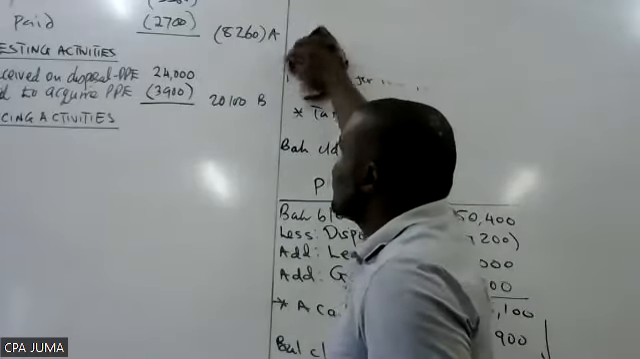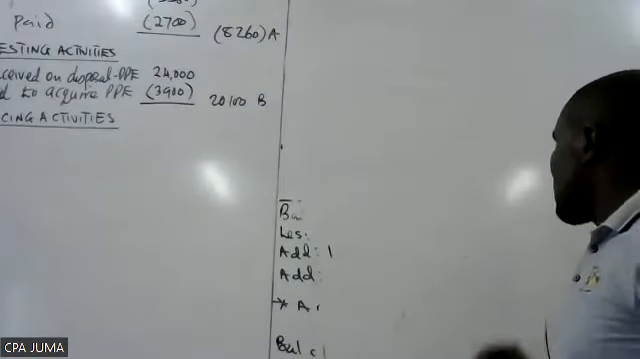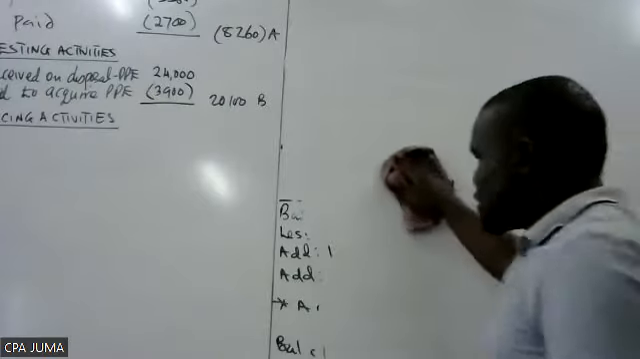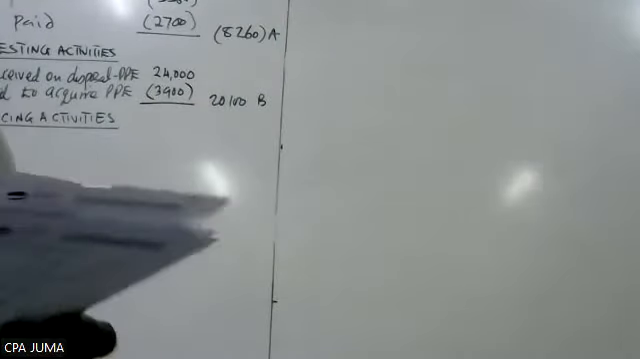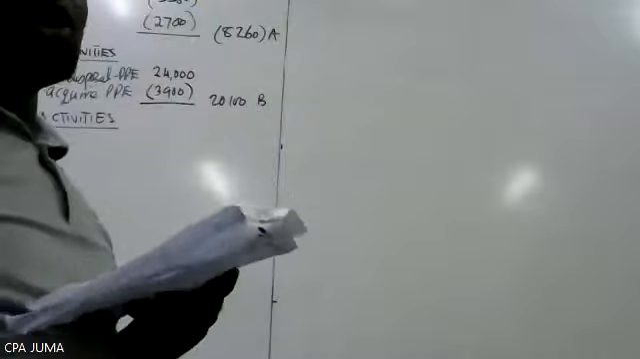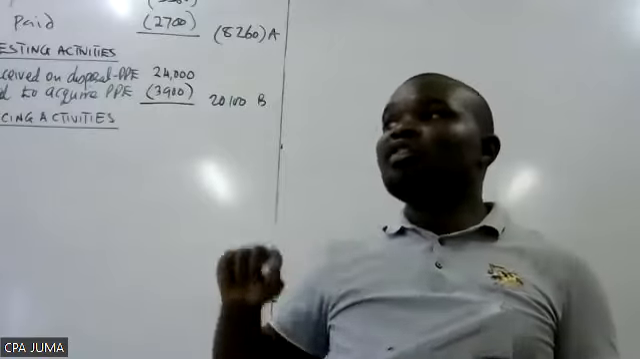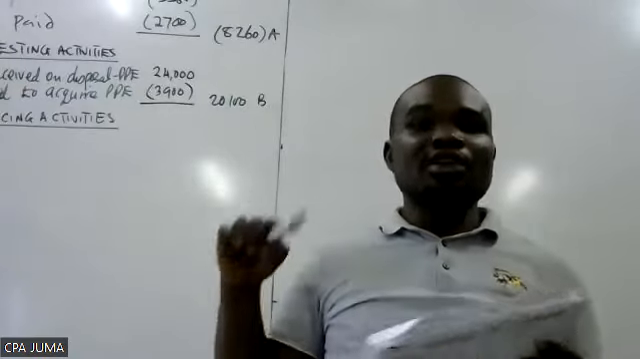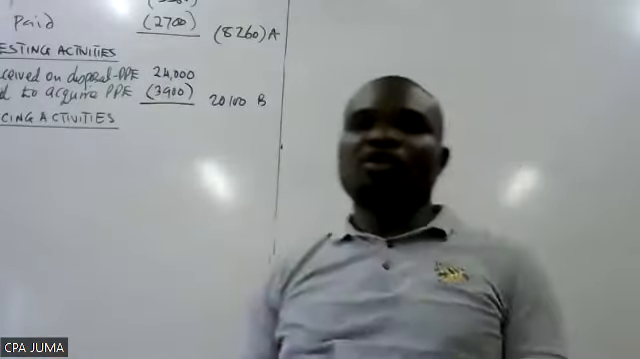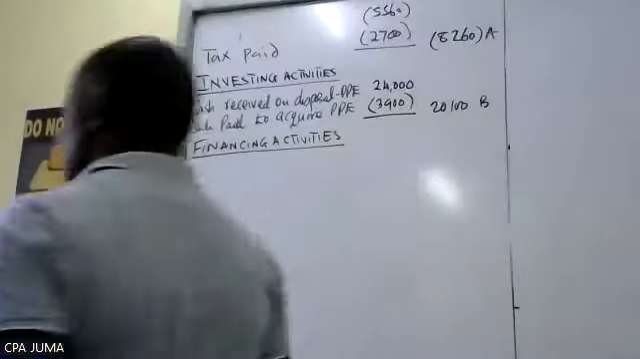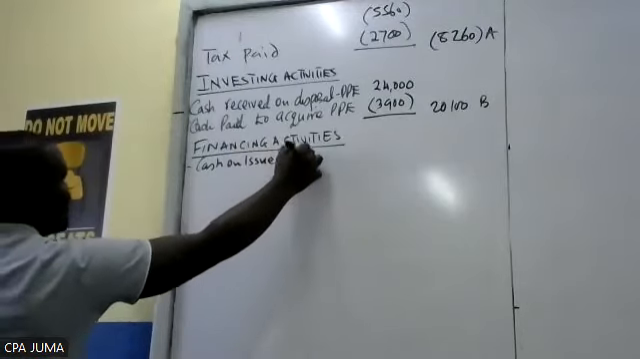Equity. Let's go to equity. You check those items one by one. So the first item under equity, ordinary share capital. Ordinary share capital in cash flow, we normally check, did this company issue shares? And if they issue shares, they don't give them for free, they give them for cash. So you bring here cash on issue of new shares.